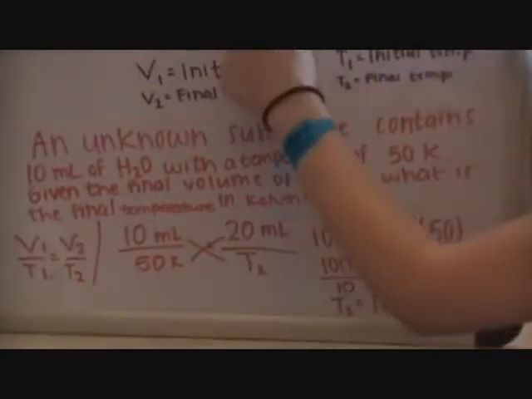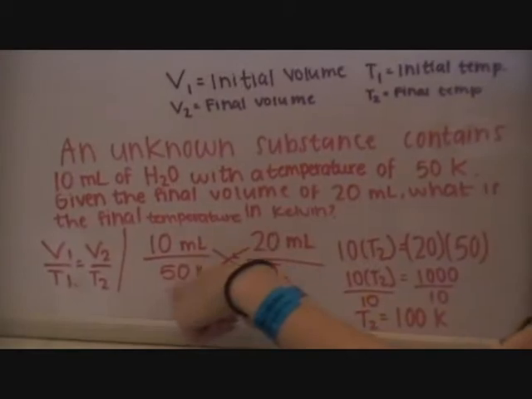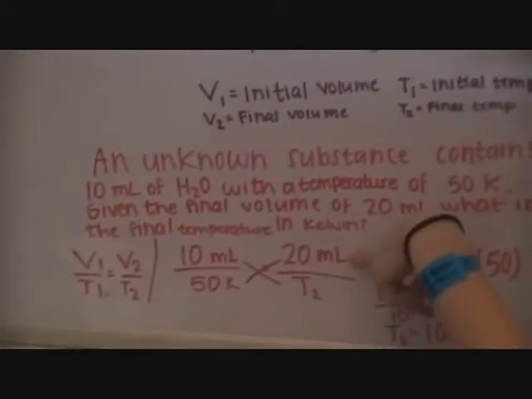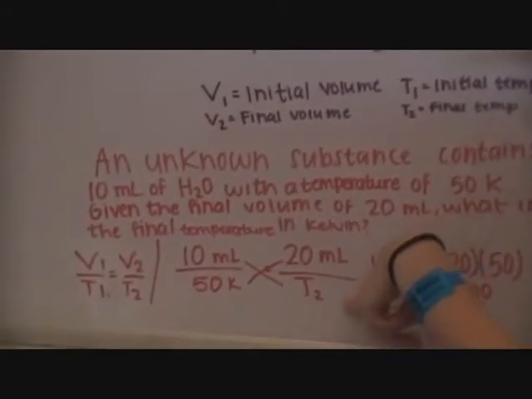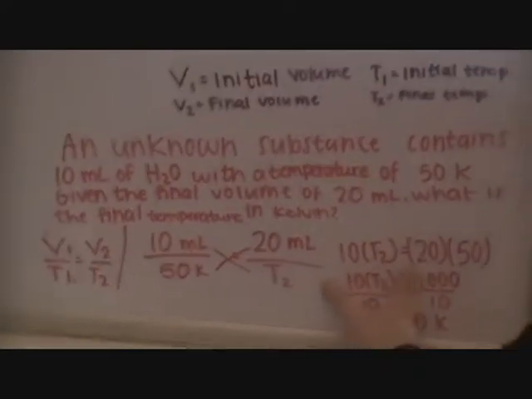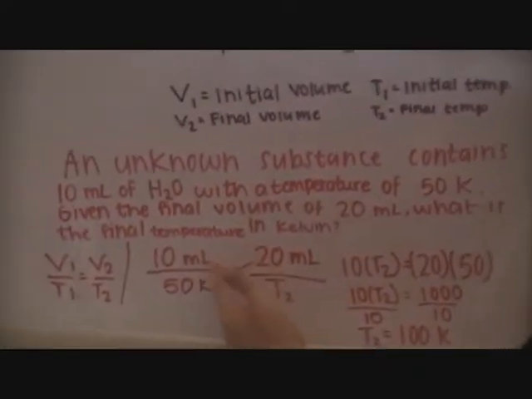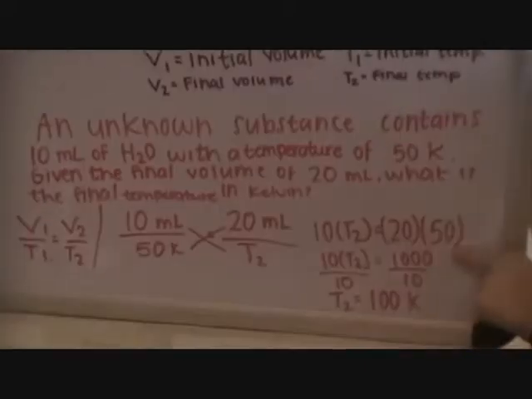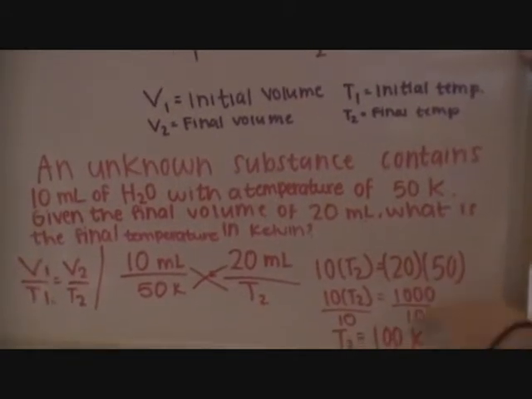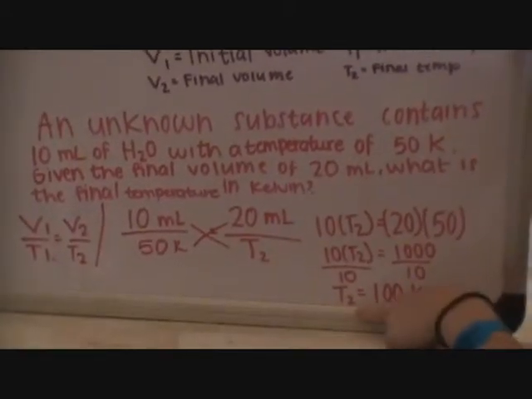So again, the formula is here, and you plug in 10 milliliters over 50 Kelvin because that's the initial volume and temperature, and that equals the final volume and temperature of 20 milliliters over T2 because you don't know the final temperature. So here you're going to cross multiply, and you get 10 T2 equals 1,000. So you're going to divide by 10 on both sides, which gives you 100 Kelvin as your final temperature.